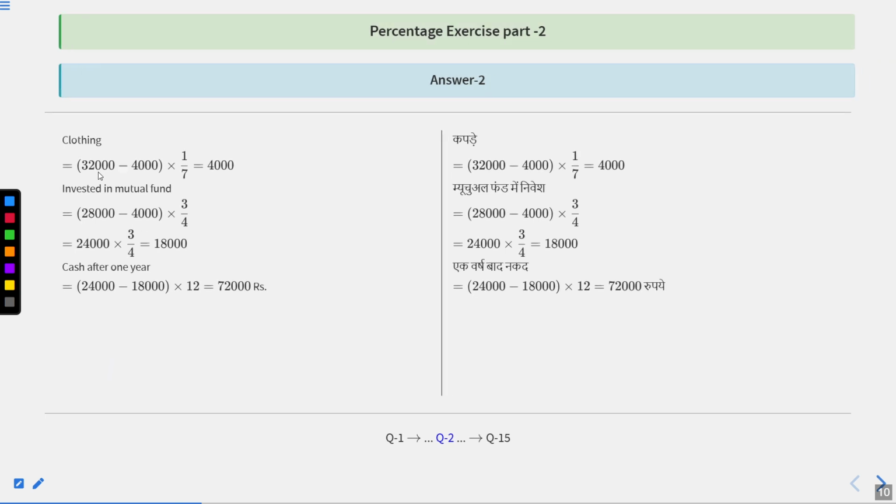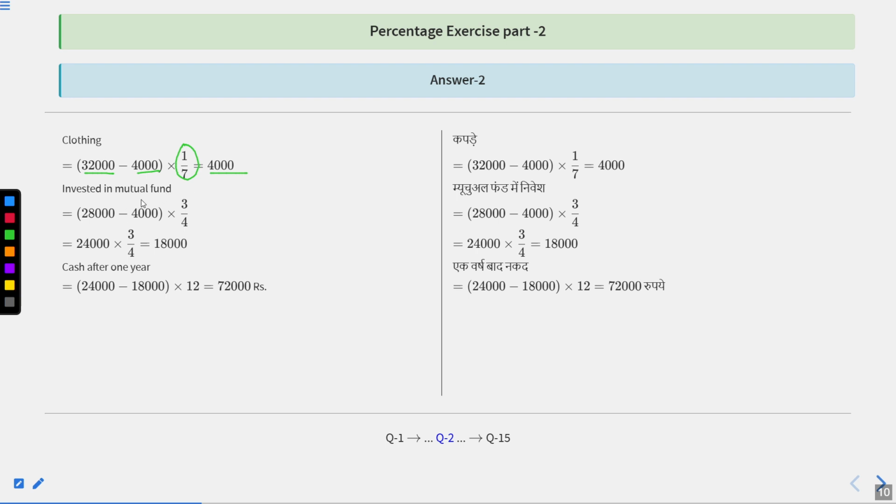On clothing, of the remaining amount. Okay. So 32,000 minus 4,000 into 1 by 7. What is 1 by 7? 14 2 by 7%. When you convert it into a fraction value, you get 1 by 7. When you solve it, you get 4,000. And invested in mutual fund.